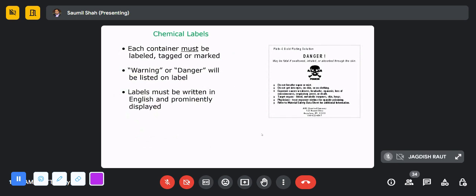Chemical labels: each container must be labeled, tagged, and or marked. Warning or danger will be listed on the label. You can see on the right side that a danger symbol has been displayed, and below that a poison symbol. It means the chemical you are handling is poisonous in nature, and a written instruction is displayed: do not breathe vapor or mist, do not get into eyes or skin or clothing. Exposure causes weakness, headache, loss of consciousness, respiratory arrest, or worse. This type of symbolic indication and written instruction should be displayed. Whichever toxic, poisonous chemical you are handling, by drum, by tanker, or in storage, you have to display this on each and every storage.